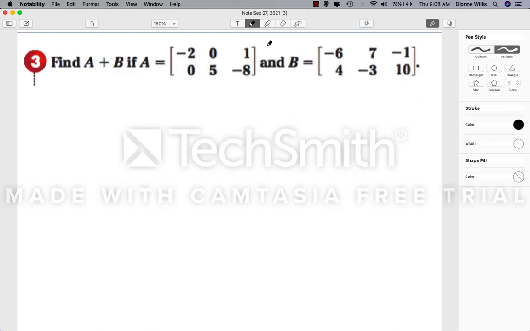Addition we talked about earlier, so this example shouldn't be too hard. If I'm adding a plus b, I know that I need to add so that the shape is preserved of each of the matrices, and they have to be exactly the same shape. And so you can probably do this with me. Negative 2 plus negative 6 is going to give me negative 8. Then 0 plus 7 gives me the 7. 1 plus negative 1 is 0. 1 plus 0 plus 4 is 4. 5 plus negative 3 is 2, and negative 8 plus 10 is 2 as well.